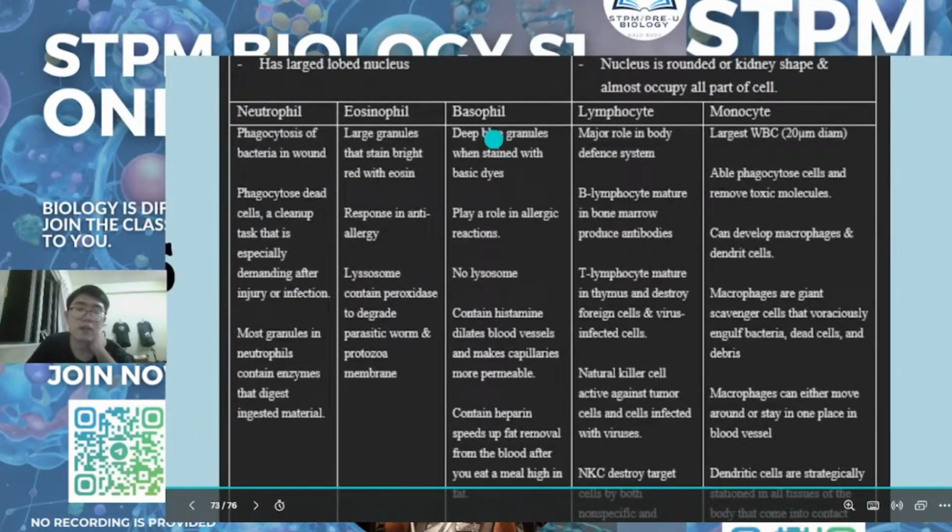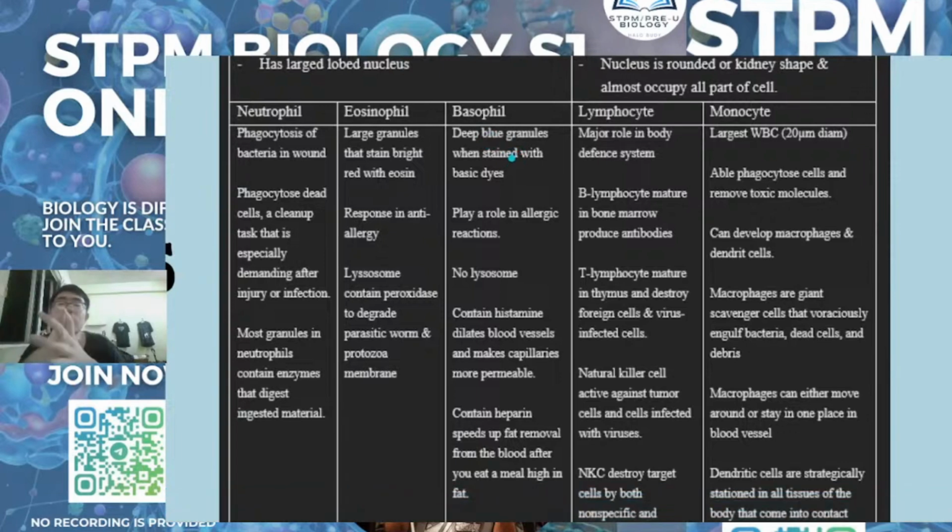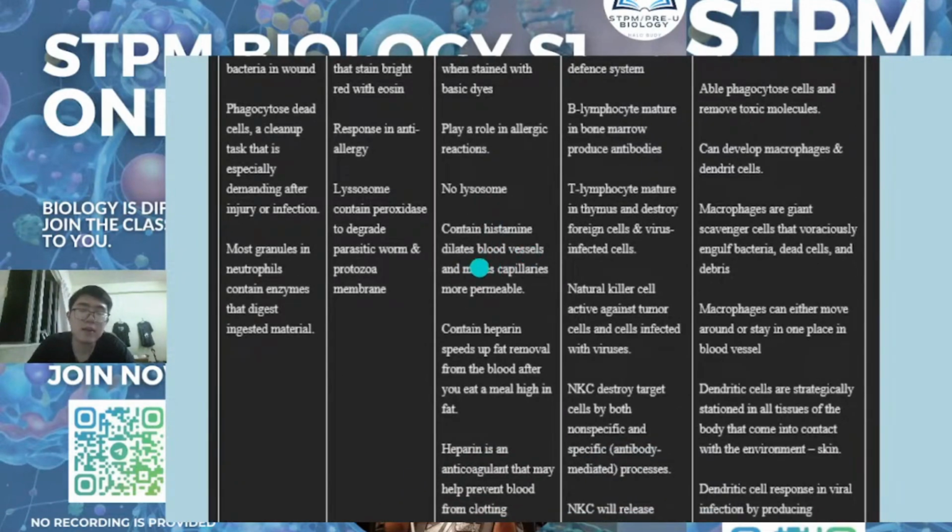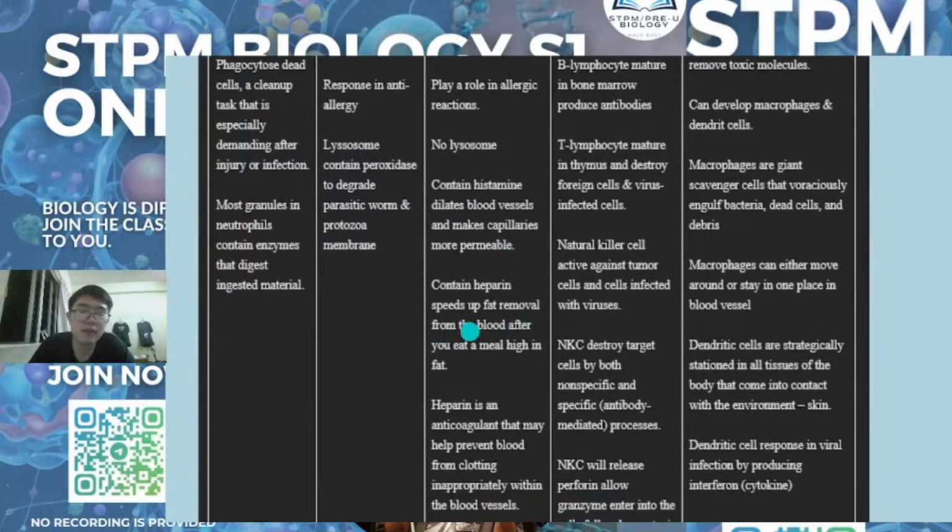So normally basophil plays the role in protection in the blood vessel. But it does not fight against the pathogen. It does not fight with pathogens. It dilates the blood vessel and then speeds up the fat removal, like that.